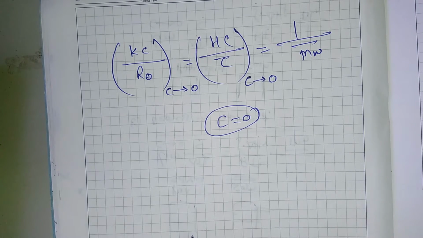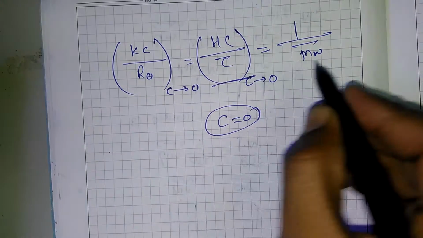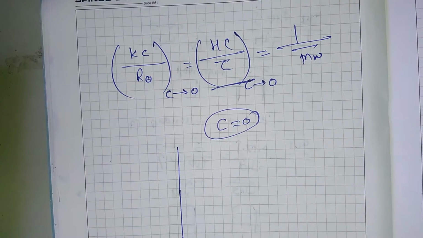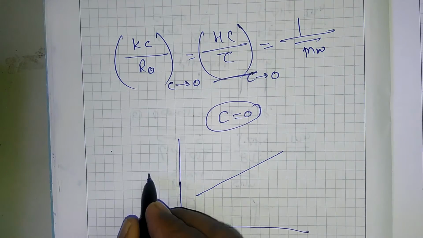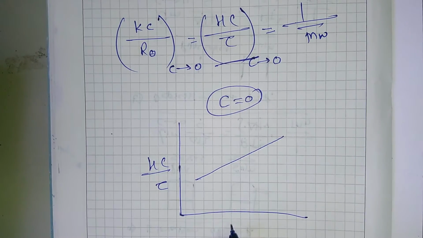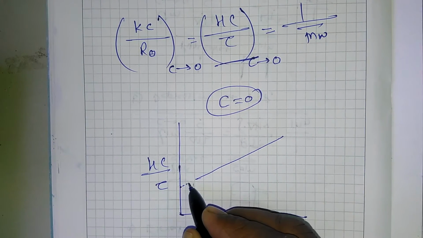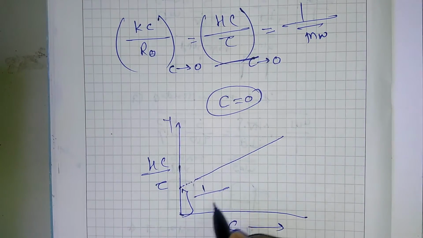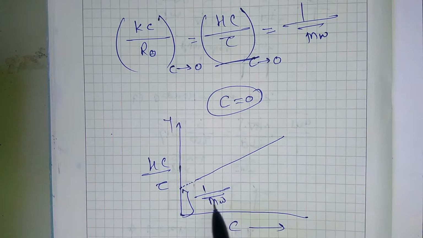So if we plot Hc/τ versus C, then we'll get this type of graph, Hc/τ versus C. If we extrapolate this up to the y-axis, then we will get 1 by M̄w. So we get this weight average molecular weight of the polymer.